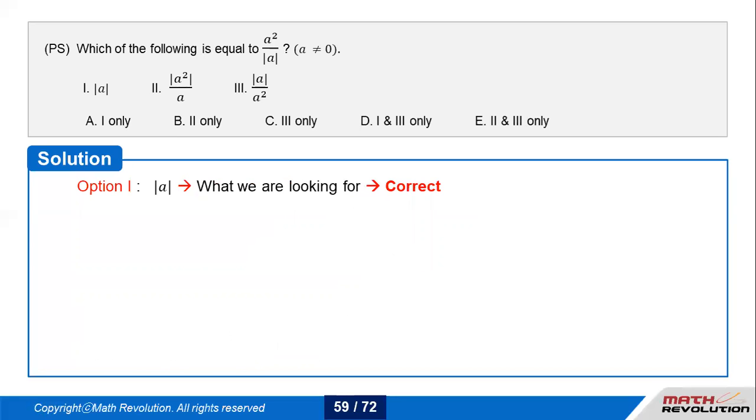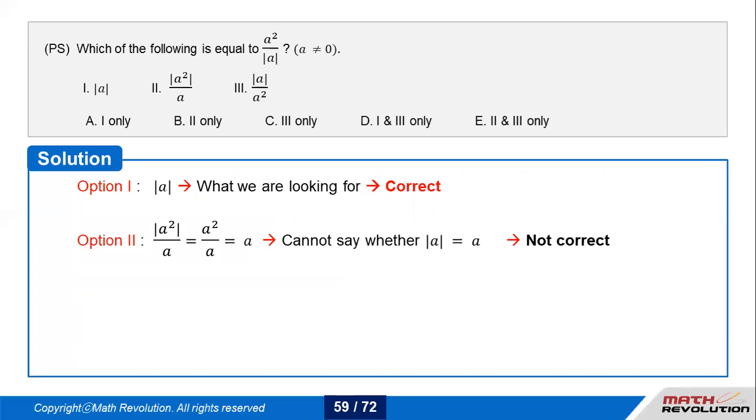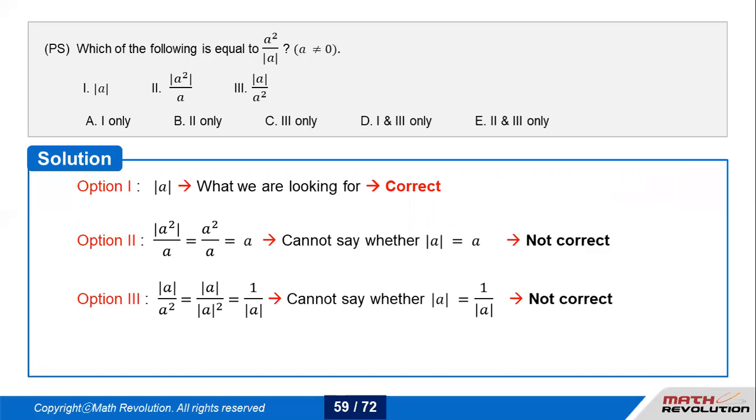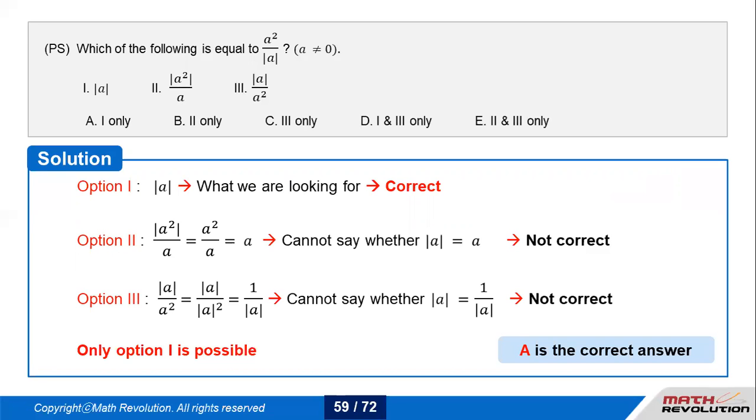Now let's talk about option number two. Mod of A square is A. A over A is only A. But we cannot say whether mod A would be equal to A or not. It could be minus A also for A less than 0. So that is not correct. Option number three says almost the same thing, mod A over A square. It's 1 over mod A. So mod A cannot be equal to 1 over mod A for all the values. So there is only one option that is correct, and that is option number 1. A is the correct answer for this.